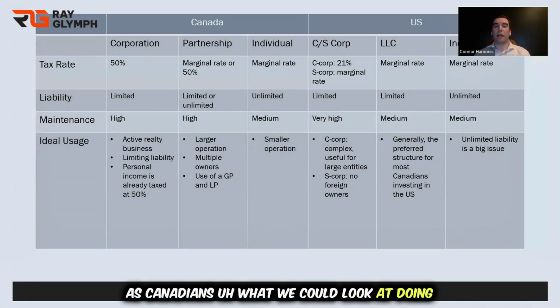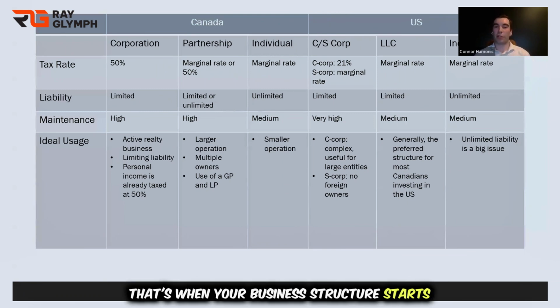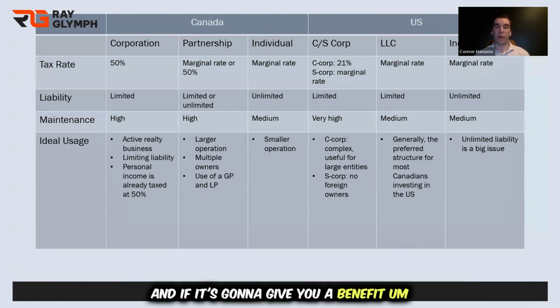As Canadians, what we could look at doing is having an LLC in the US, and then a corporation, for example, could own that LLC. So a Canadian corporation could own the US LLC. At that point, that's when your business structure starts to get a little bit more complicated, and there's a lot more to consider with that. So that's where we would want to have a bigger conversation about what that means, what the purpose of it is, and if it's going to give you a benefit. But just be aware that that is an option.